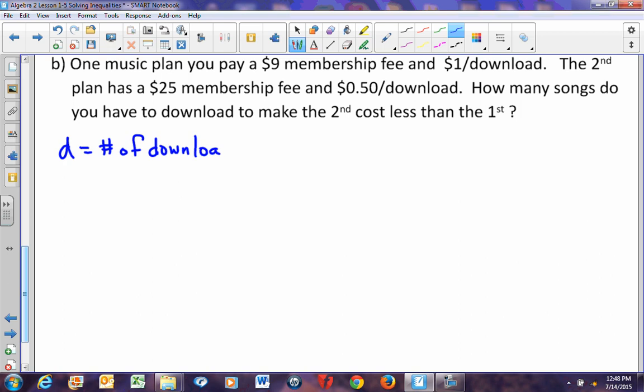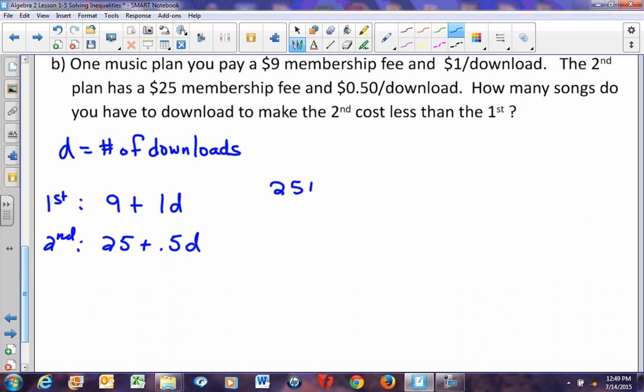We always define our variable first. Okay? I'm just going to have, there's two plans. First plan: $9 membership fee plus $1 per download. Second plan: $25 membership fee plus 50 cents a download. Because how many songs do you have to download to make the second plan cost less than the first?